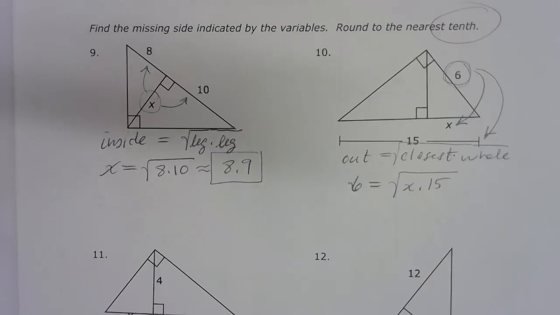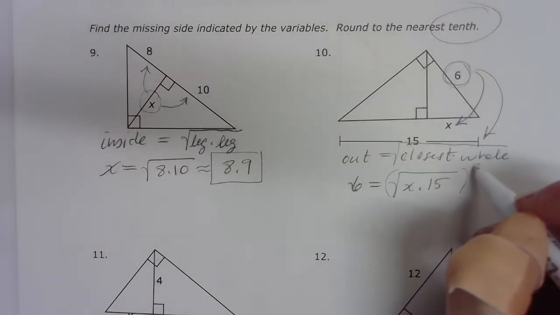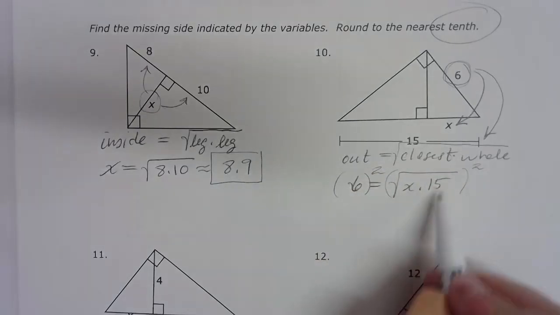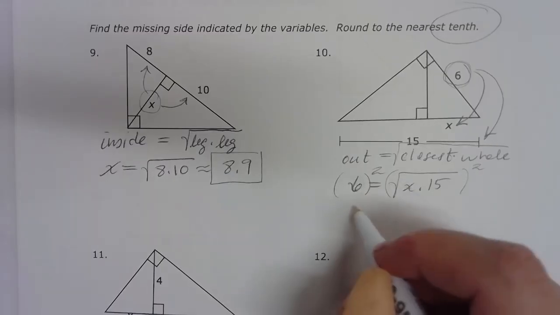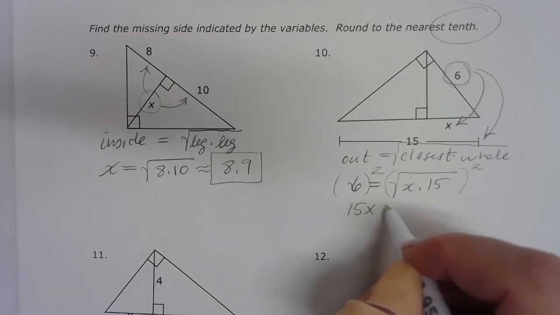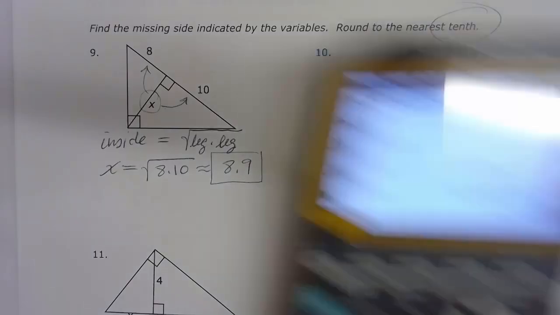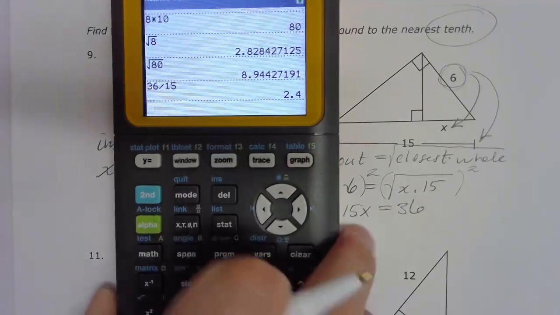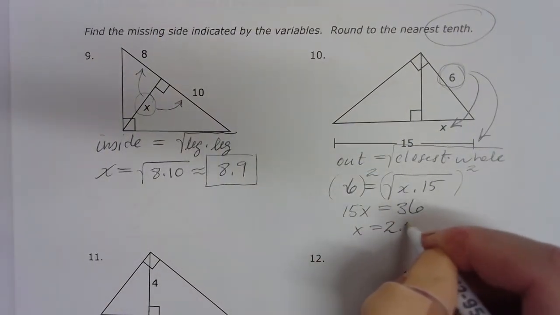Okay, and now since x is inside the radical, I'm actually going to square both sides of the expression. If this thing on the inside has the square root to 6, that's the same as the inside part being equal to 36. And then we're going to take 36 divided by 15 to get 2.4. And that's our value for x. Very nice.